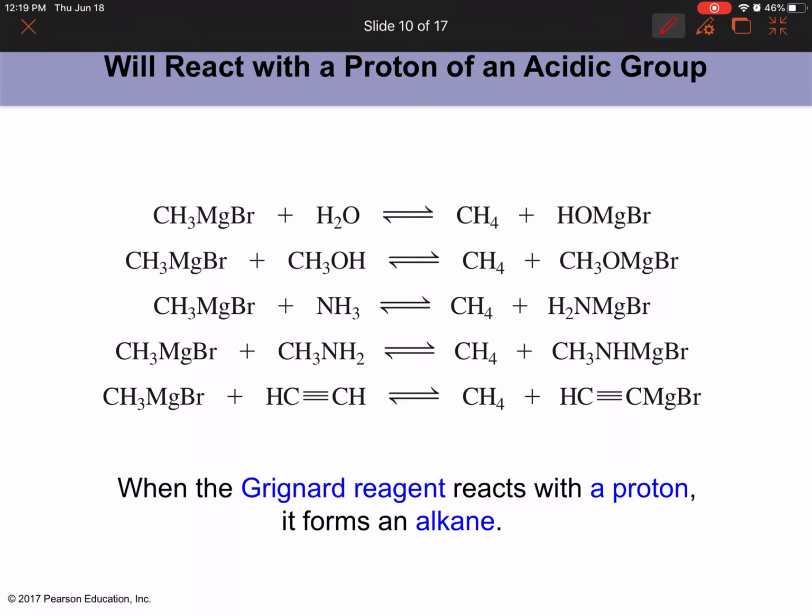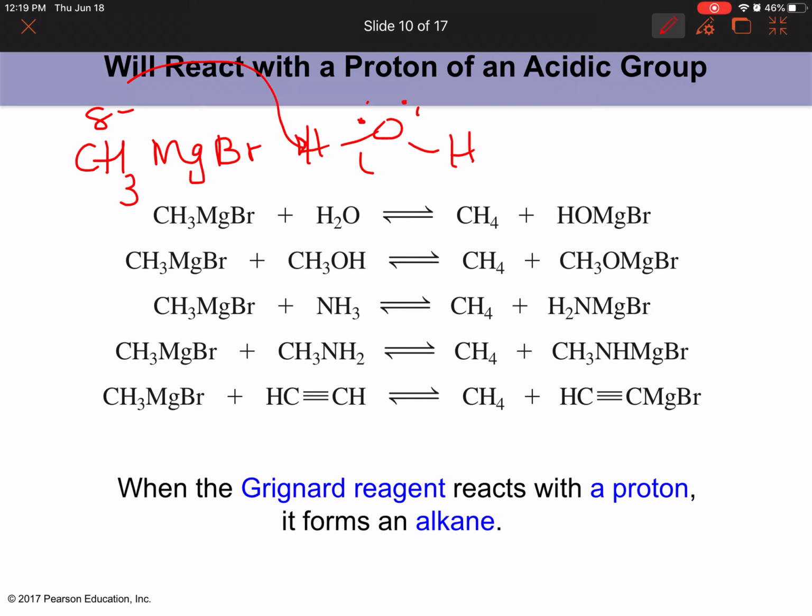So if you want to see how it happens, this is your methyl group. Remember, we talked about how it can act as a nucleophile, MgBr, and then the water, any water in the vicinity. This is not even an acid, just water. So this goes and grabs this hydrogen and then CH3 will become CH4.